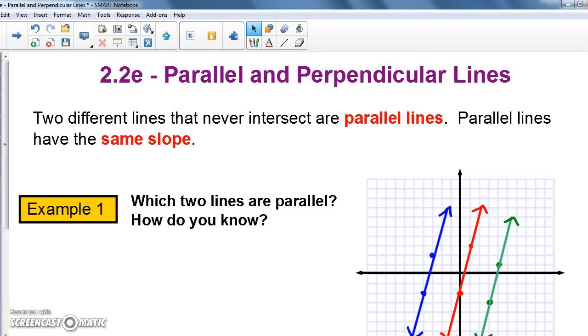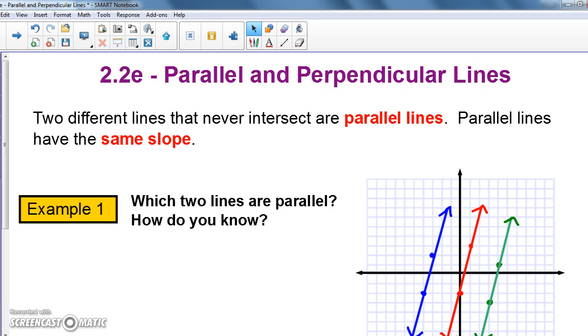Perpendicular lines. This is going to be review for us. We did this last year, and so we can use this information later in the chapter on applying it to different problems. So as far as parallel lines are concerned, two different lines that never intersect are parallel lines. They go on forever, they never touch, never intersect, they are called parallel lines.